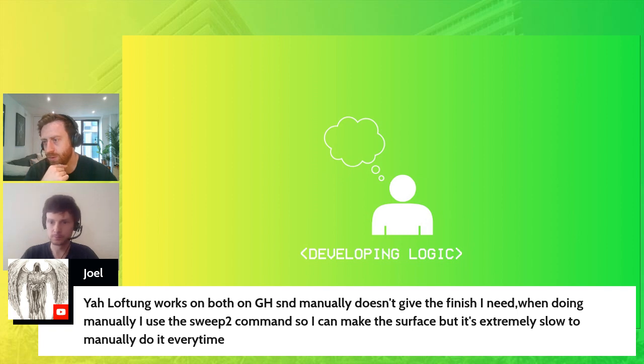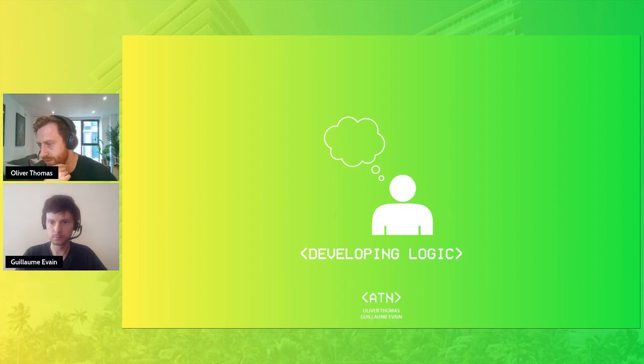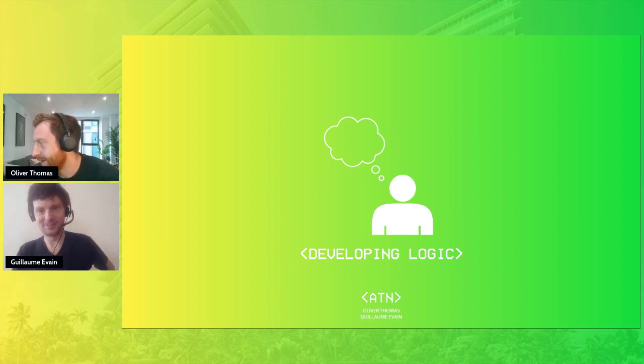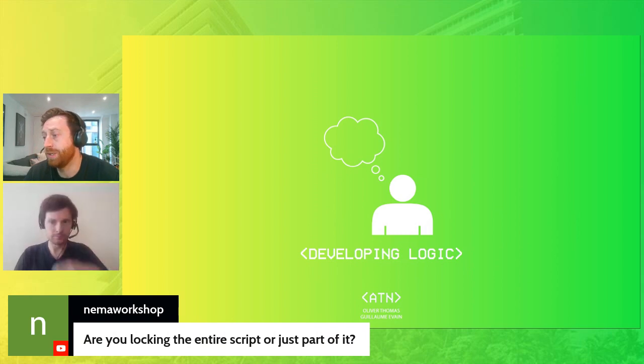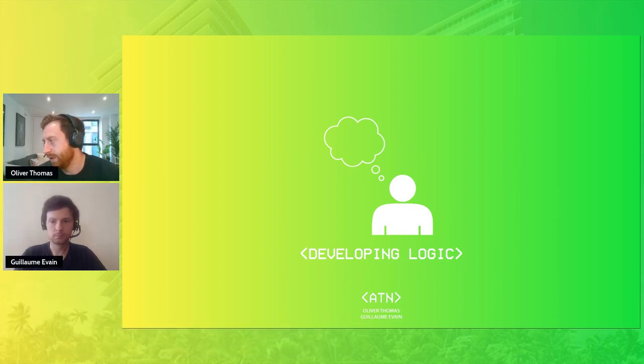Yeah, we'll swing back to specific questions like lofting and stuff. He's already jumping ahead, making things, but that's great. I think someone asked, are you locking the entire script or just part of it? You're locking the canvas, so that's the entire thing. When you put the lock on, basically Grasshopper is paused, it's turned off. You're no longer using it.